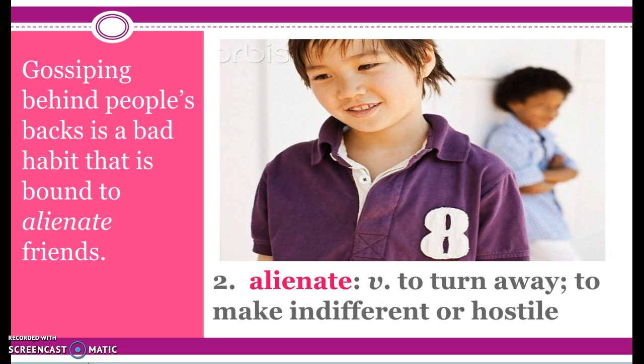Your next word this week is alienate. Alienate is a verb meaning to turn away, to make indifferent or hostile. Gossiping behind people's backs is a bad habit that is bound to alienate friends. Alienate.